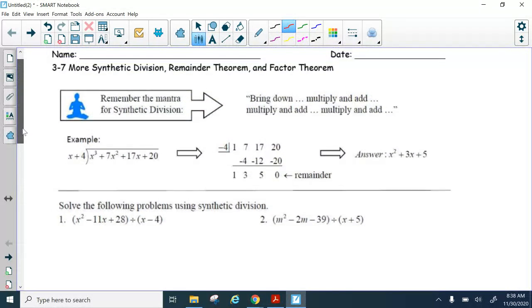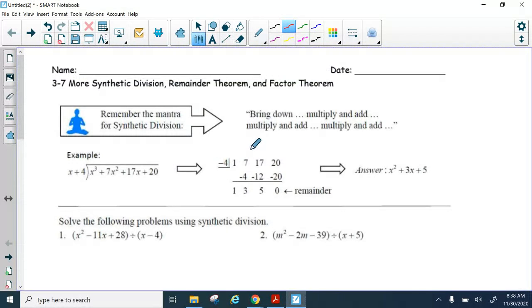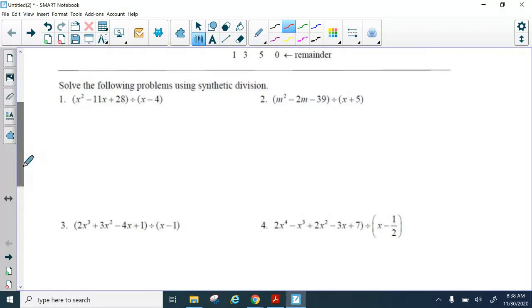Okay. So on the top, this is the lesson worksheet. The other one is the homework. Up here just gives you an example of how to do division by synthetic division. I'll do number one with you here.